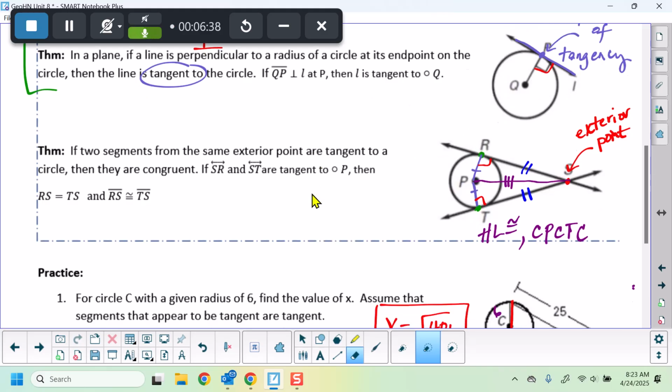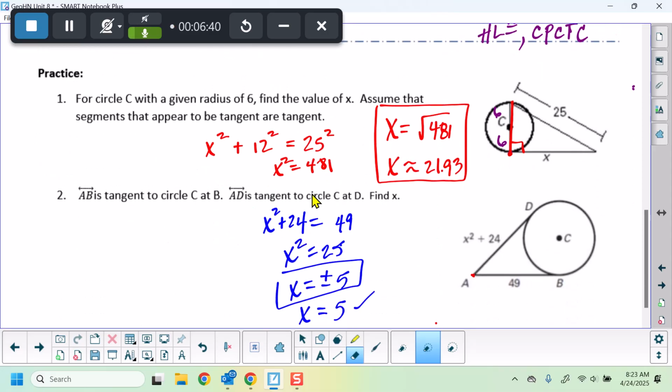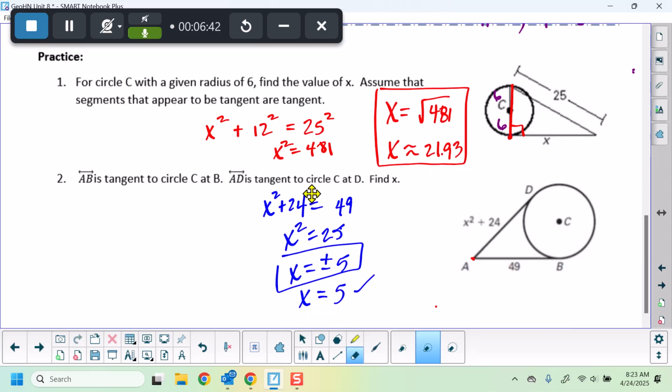All right, I asked you to finish these practice problems, so we want to make sure you have your answers. When you look at Circle C, everybody check in and make sure that you're with me on this page. For Circle C, with a given radius of 6, find the value of x. What's tricky about this problem? There's two tricky things. What do you think?